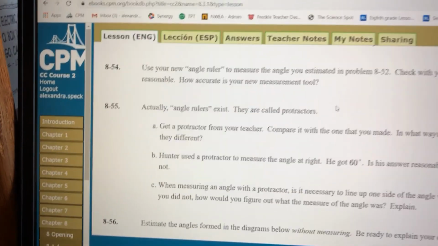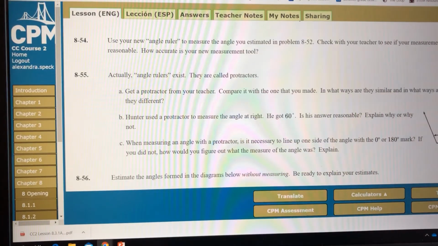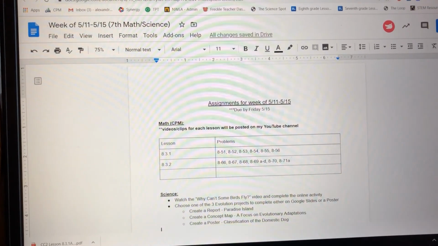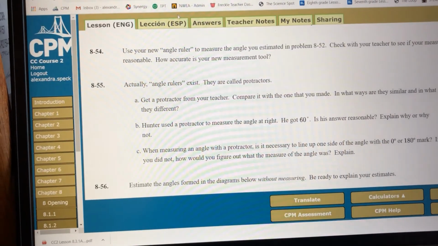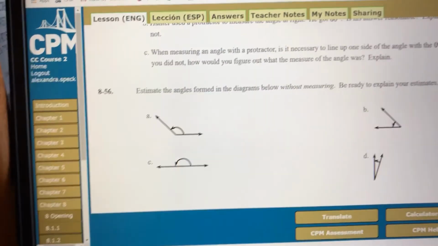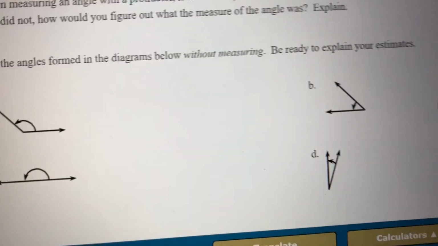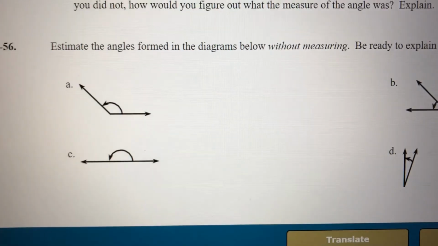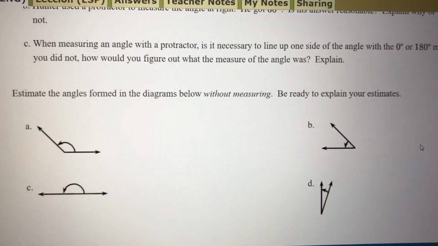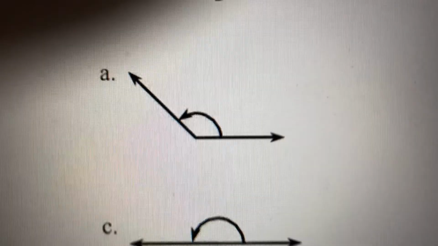So that is going to be, let me just double check that that's our last problem. Oh no, we have to do 856. Okay, so 856 says, estimate the angles formed in the diagrams below without measuring. So we're not even using anything to measure. Explain your estimates. So let's look at A.